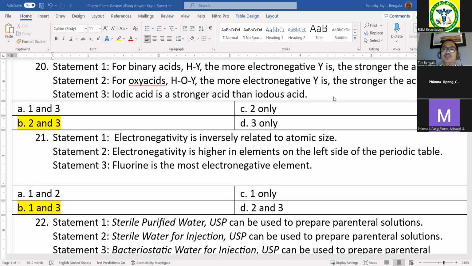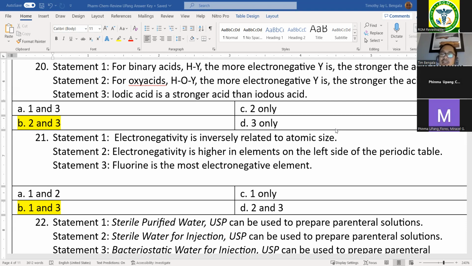Okay, sige. So, next is for 21. So, ito, paulit-ulit natin tinatry i-analyze is yung electronegativity and size. So, mas maliit, mas electronegative. No? Mas na-attract mo yung electrons kung maliit lang yung size mo. Kasi, pwedeng mas lumapit sila no, pag mas maliit and na-attract ng nucleus mo dahil mas maliit ka nga. So, for statement number 1, that is correct. The higher the electronegativity, the lower the size.